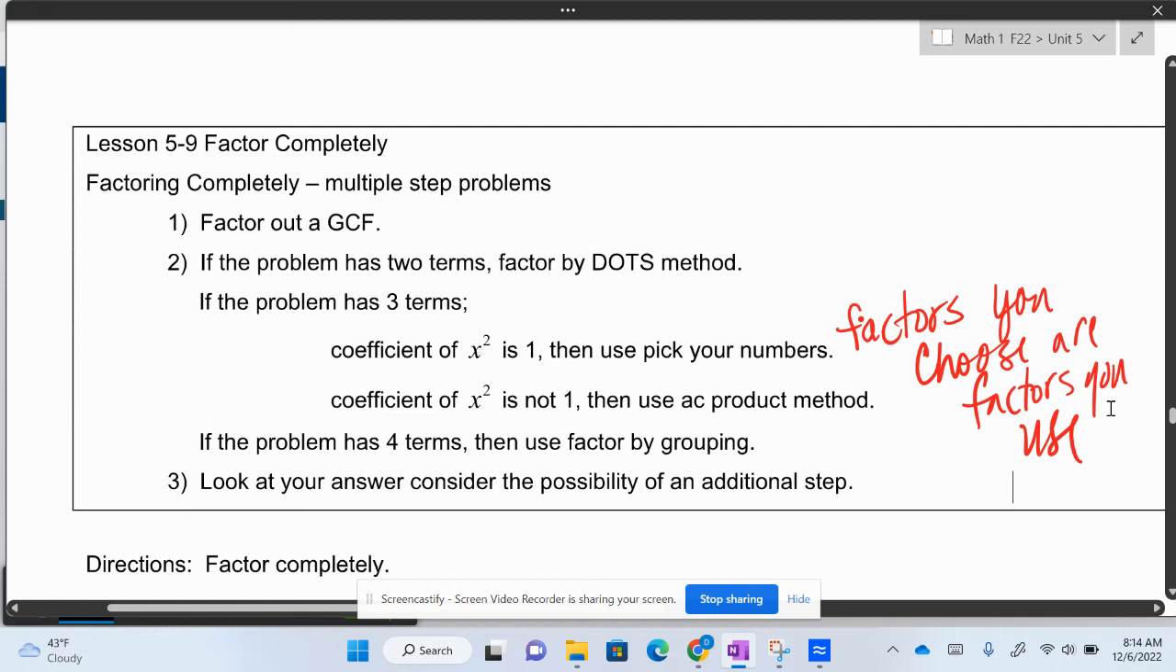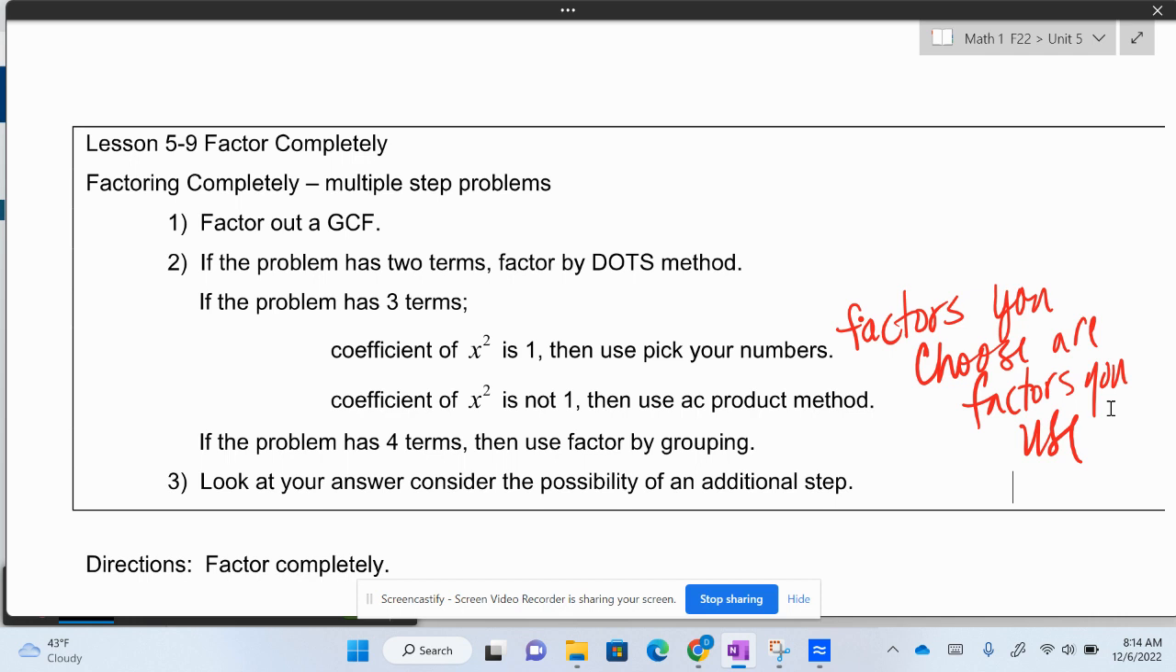Okay. If you have three terms and the coefficient is not 1, you have to make a times plus chart. Remember that when you make your times plus chart, the times comes from multiplying A times C. The plus comes from B. Remember that when we factor trinomials, they're written in the form ax squared plus bx plus c, okay?